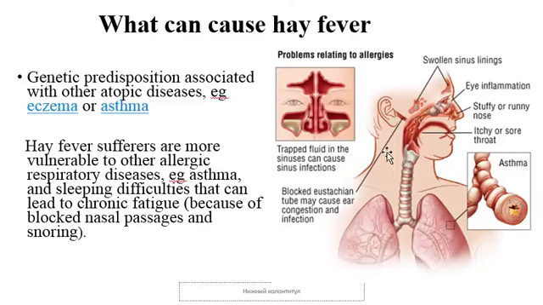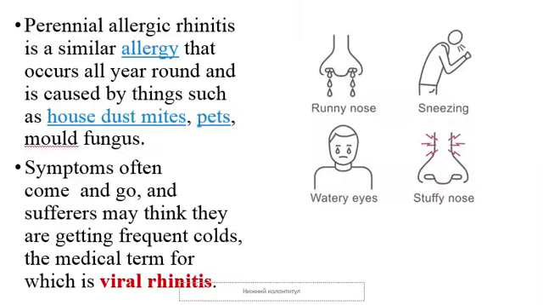Even in that picture, we can see the problems relating to the allergies. Perennial allergic rhinitis is a similar allergy that occurs all year round and is caused by things such as house dust mites, pests, and mold fungus. The symptoms often come and go, and sufferers may think they are getting frequent colds, the medical term for which is viral rhinitis.